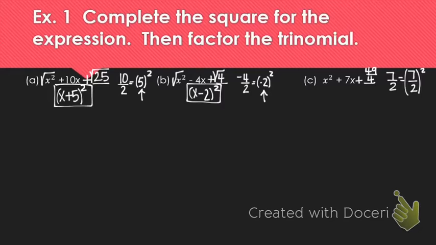All right, let's factor it. How many sets of parentheses? 1. Raised to the second power. The sign will be, and the terms will be, first term is x, second term is 7 halves. Very good. Again, you can take the square root of the first term, square root of the third term, or take the square root of the first term and go back to the number that you squared.